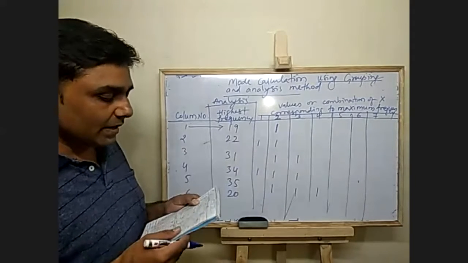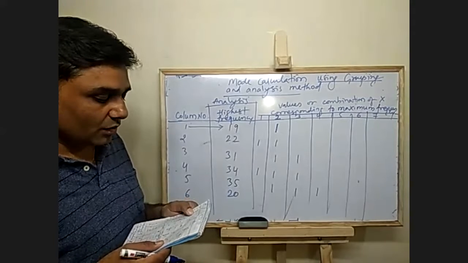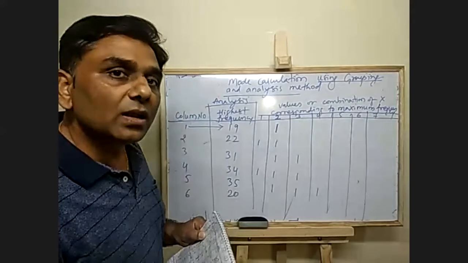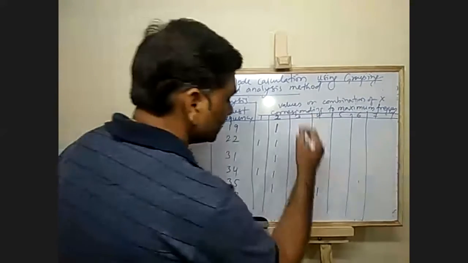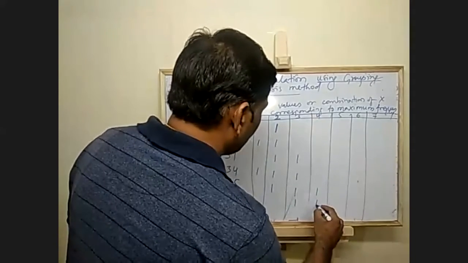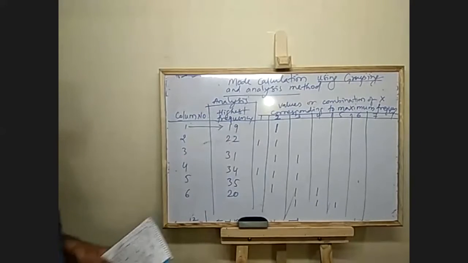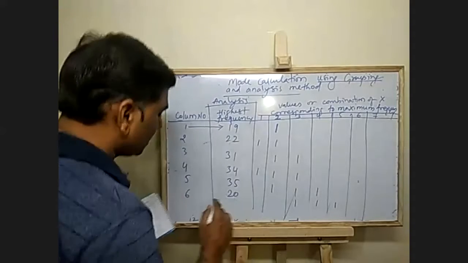Likewise, 20. How did we get 20? 20 is the combination of 12, 4, 4. So where is 12? 12 is in third, 4 is in fourth, and 4 is in fourth. Okay?